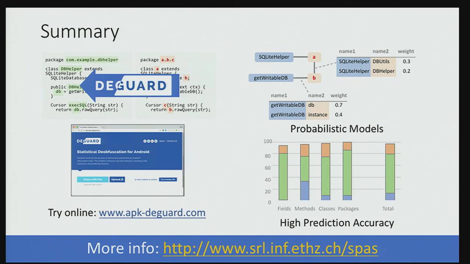What makes DGuard possible, at least layout deobfuscation possible, is this probabilistic model that we learn from large amounts of code, large amounts of open source applications. And what we show with this work is that with this kind of probabilistic model, we can, with very high accuracy, do the process of reversing layout obfuscation.